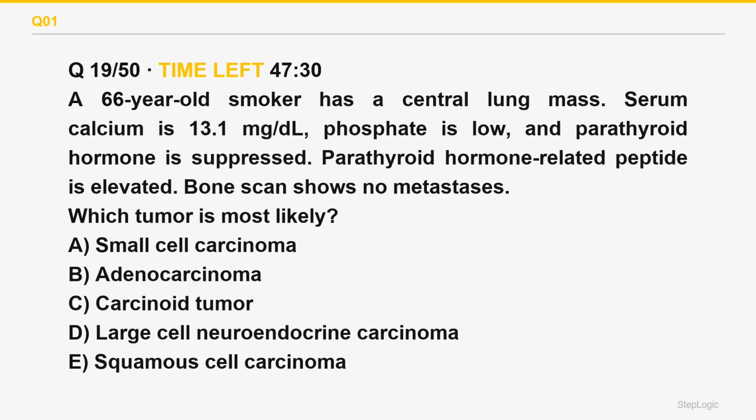Which tumor is most likely? A 66-year-old smoker has a central lung mass. Serum calcium is 13.1 milligrams per deciliter. Phosphate is low, and parathyroid hormone is suppressed. Parathyroid hormone-related peptide is elevated. Bone scan shows no metastases.